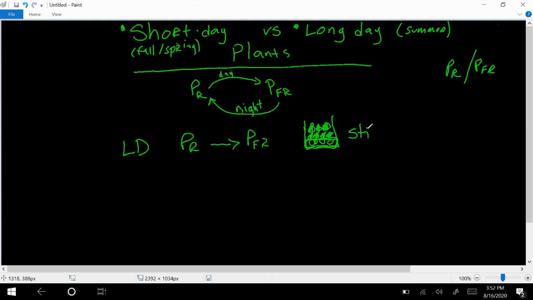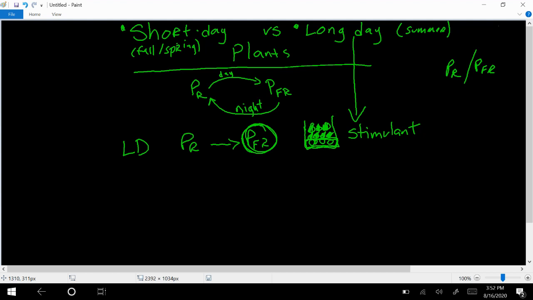Well, it just so happens in long day plants that phytochrome far red acts as a stimulant. So what happens is that phytochrome far red tells the plant, hey, I'm left over. Guess what? It's time to flower. Okay? So in long day plants, it is a stimulant. These are things like roses.